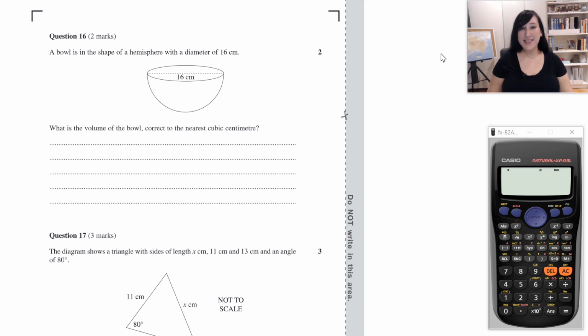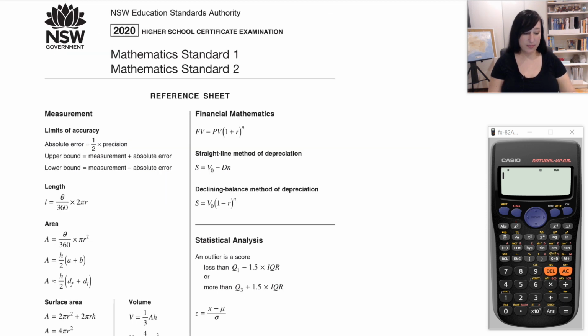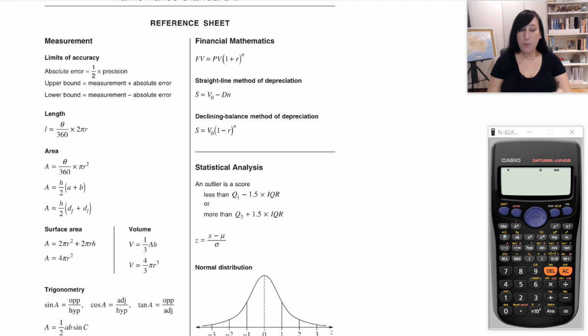Okay, question 16 says, a bowl is in the shape of a hemisphere with a diameter of 16 centimeters. What is the volume of the bowl? Correct to the nearest cubic centimeter. So we're looking at finding the volume of a hemisphere, which is just half of a sphere. The formula for the volume of a sphere is on the reference sheet. So let's take a look. The formula we want is this one here. V equals 4/3 pi r cubed.